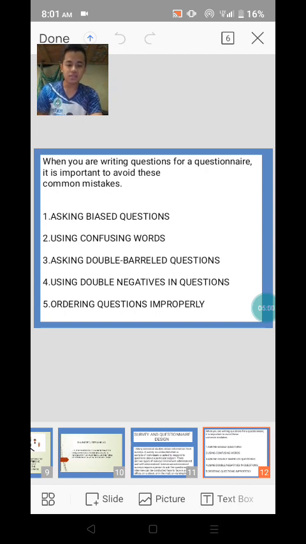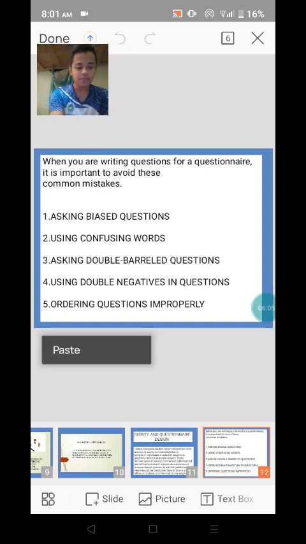Using confusing words. In this case, the participant misinterprets the meaning of the words and answers the question in a biased way. For example, the question, "Do you think people would live longer if they were on a diet?" could be misinterpreted since there are many different types of diets: weight loss diets, low salt diets, medically prescribed diets, and etc.